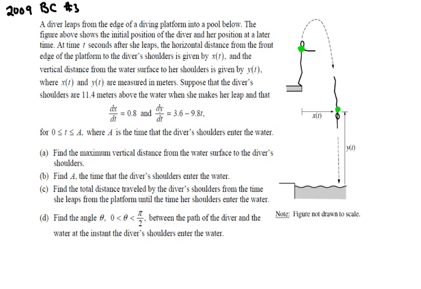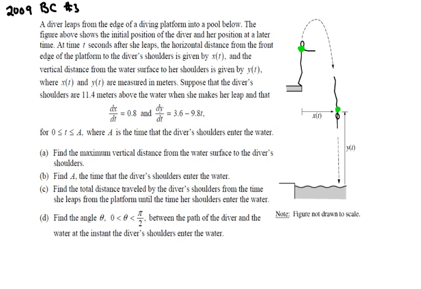So her shoulders start off 11.4 meters above the water, and a is the time at which her shoulders enter the water, and dx/dt and dy/dt are the rates of change of the horizontal and vertical position of her shoulders. So we're working with a parametrics problem here.